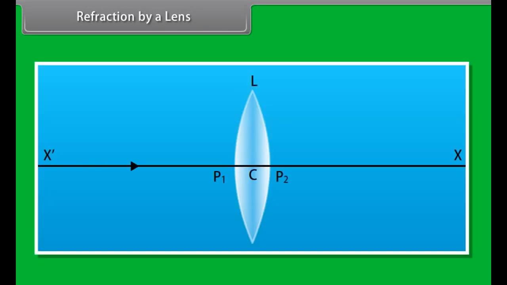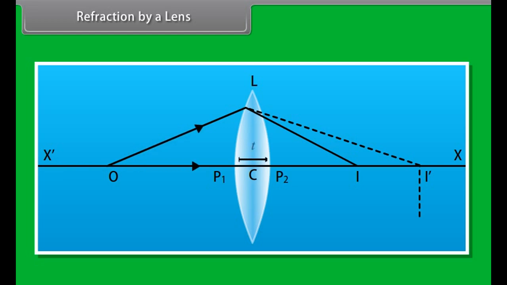Refraction by a lens. Suppose L is a thin lens. The refractive index of the material of lens is N2 and it is placed in a medium of refractive index N1. The optical center of lens is C and x' is principal axis. The radii of curvature of the surfaces of the lens are R1 and R2 and their poles are P1 and P2. The thickness of lens is T, which is very small. O is a point object on the principal axis of the lens. The distance of O from pole P1 is U.